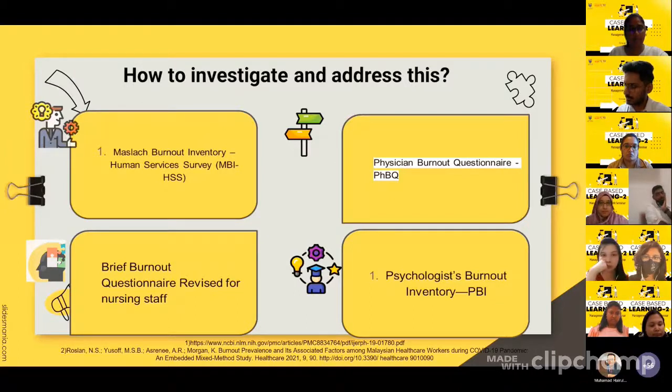And the fourth is the Copenhagen Burnout Inventory, CBI. It's an instrument to measure occupational burnout with excellent psychometric properties. It has three dimensions that include personal related, work related, and patient related burnout items.